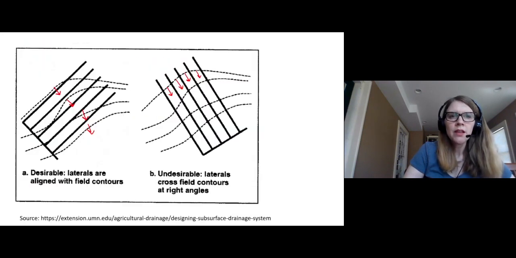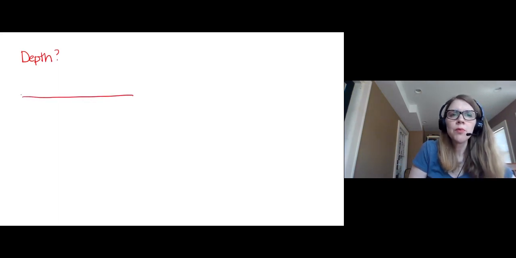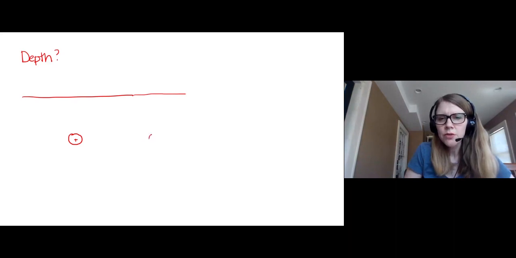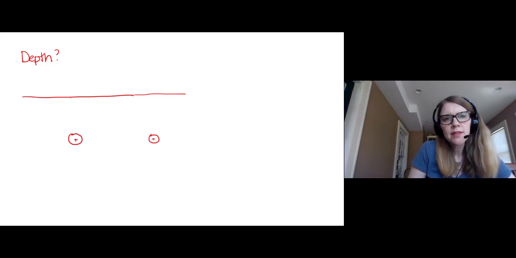the topography. The next questions are about depth and spacing. How deep are we going to put these? So the depth would be, if here's the surface and here's the tile line and it's kind of facing us, and maybe here's its neighbor. These are two adjacent laterals. How deep does this need to be?